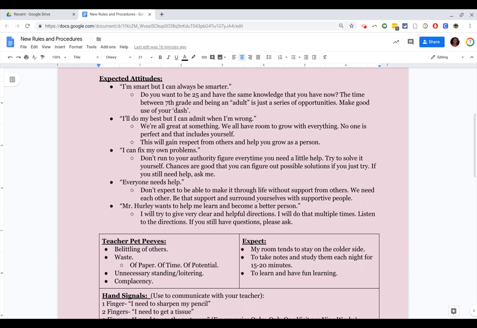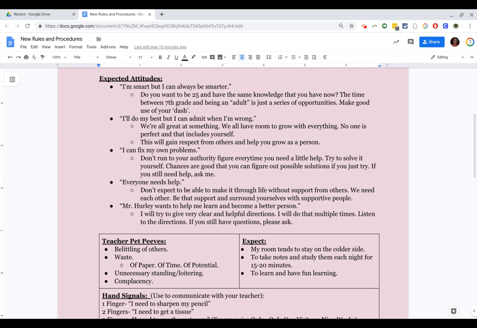I can help if you can't. Everybody needs help. None of you know everything. And in some of the lessons, before we go over what we're going to talk about, I'm going to show you that you don't know everything. So don't expect to be able to make it through life without support from others. We need each other. Be that support and surround yourself with supportive people.